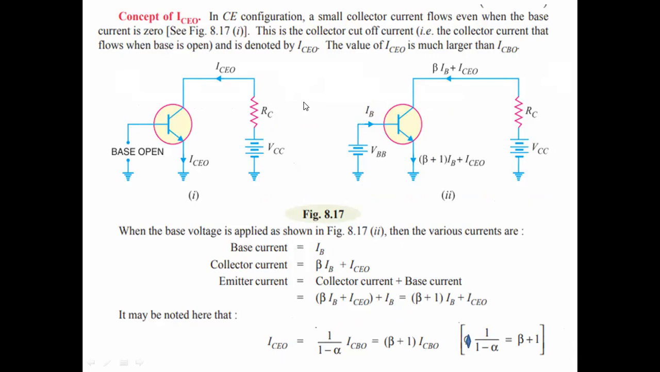So this is the concept of ICEO, how the ICEO current will be produced, that we can see in this slide. The emitter current is the collector current plus base current, and base current is IB. Collector current is beta into IB plus ICEO. So what we discussed previously, that is the same thing.